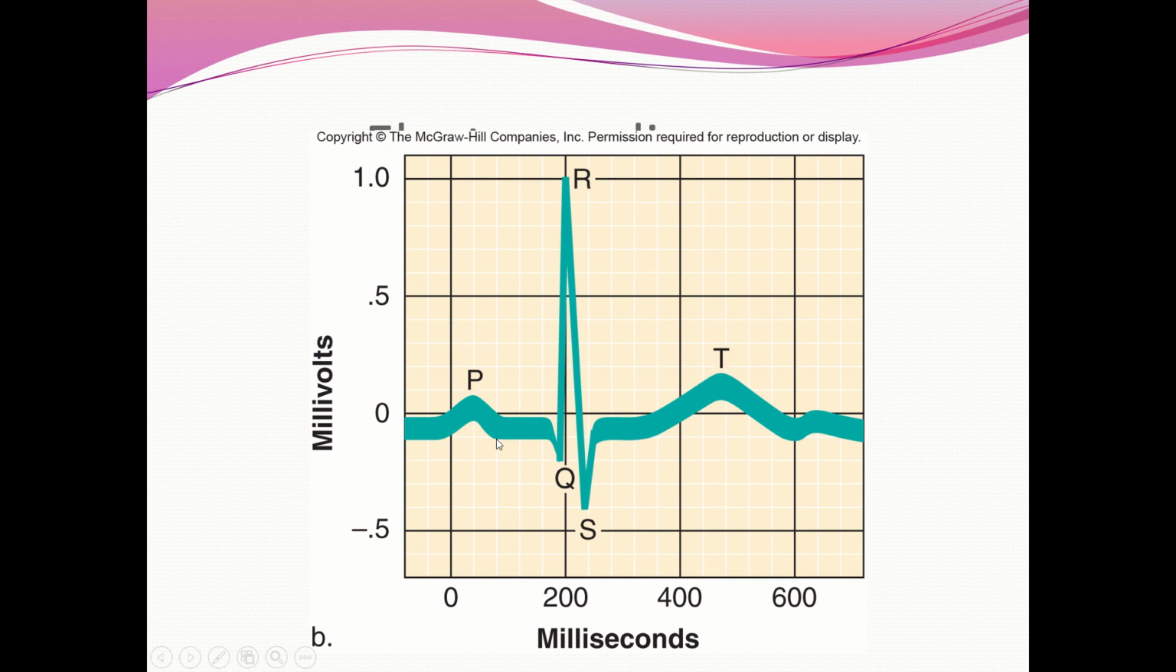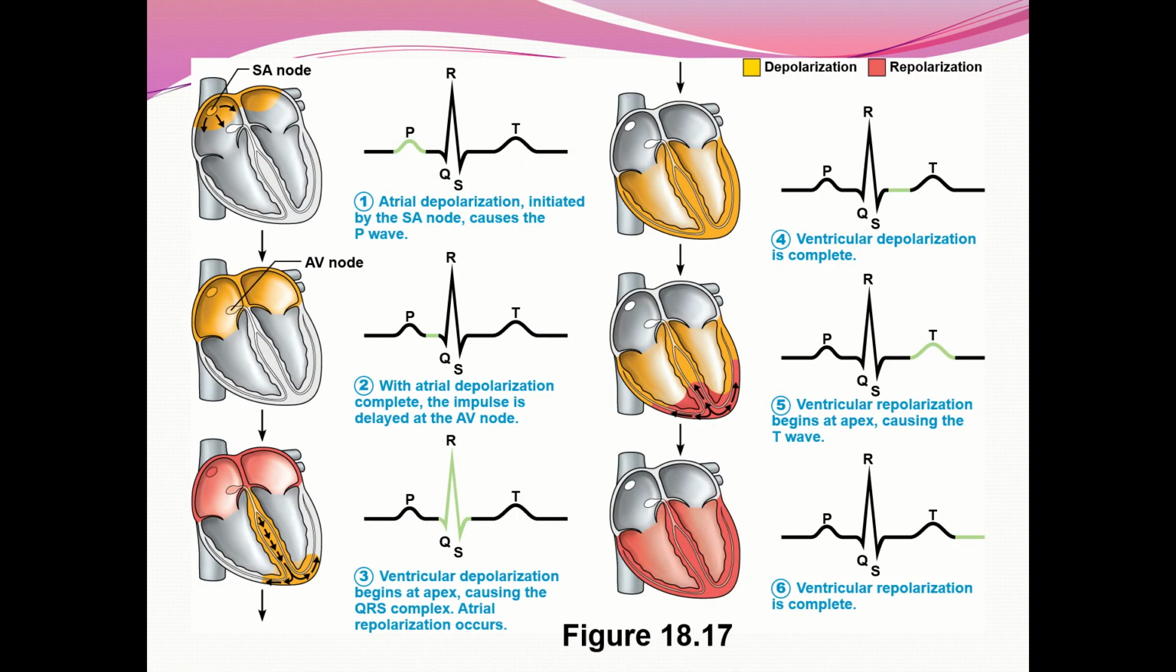Here we see the P wave, and then the QRS wave and T wave. In this illustration, in step 1, the SA node is firing, causing atrial depolarization initiated by the SA node. And then in step 2, with atrial depolarization complete, the impulse is delayed at the atrioventricular, or AV node.